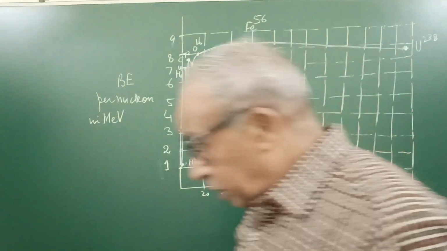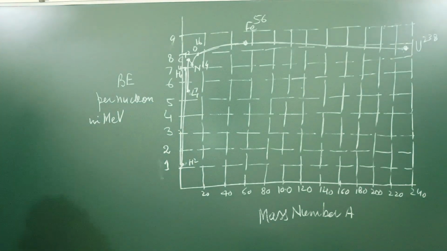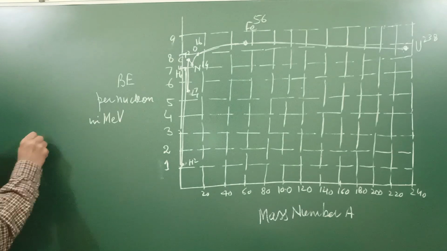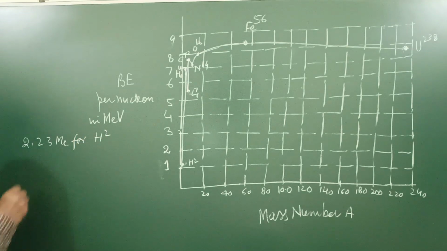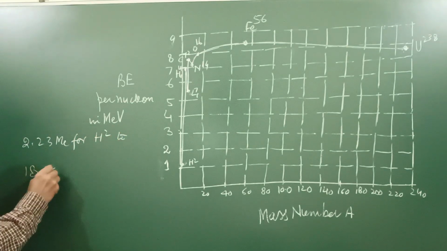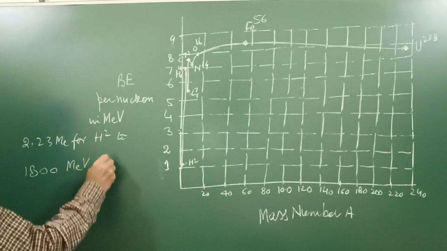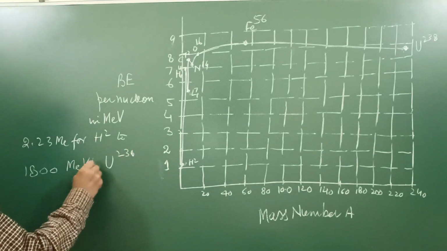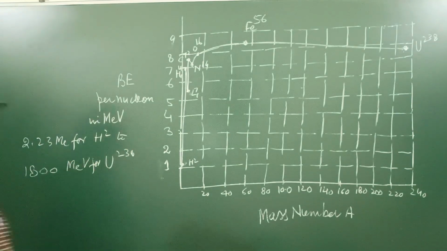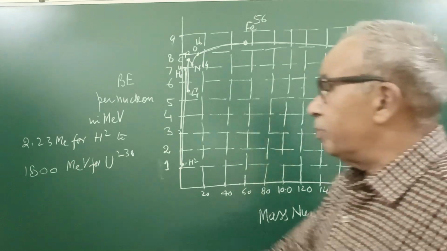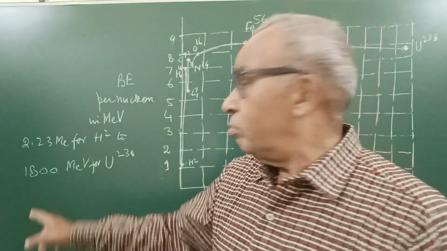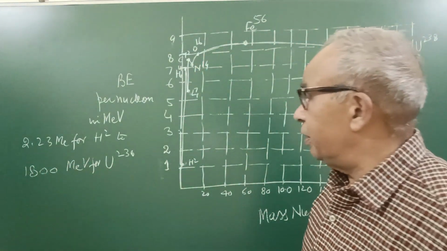Now, binding energy of different nuclei were calculated and it was found to vary from 2.23 MeV for 1H2 up to 1800 MeV for uranium-238. The binding energy of different nuclei were measured, I told you, from 1930 to 1950. And it was found that binding energy of nuclei varies from 2.23 to 1800 MeV.